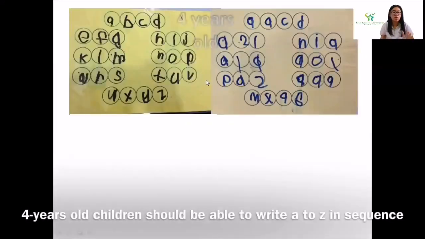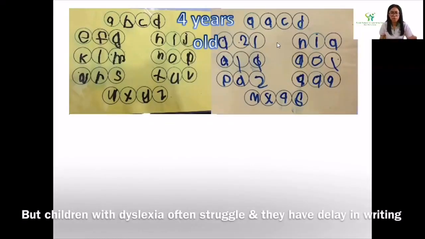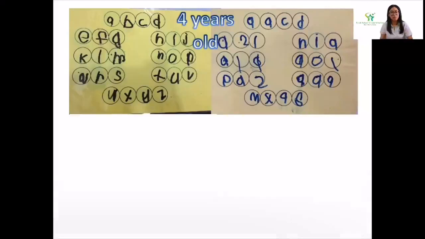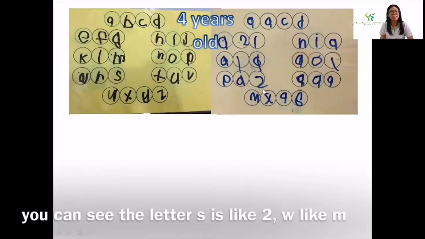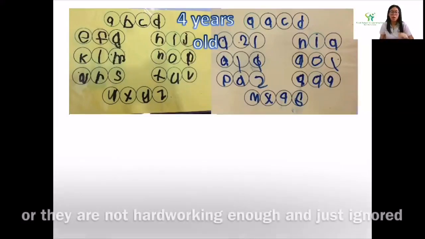For example, 4 years old children should be able to write A to Z in sequence. But children with dyslexia often struggle and they have the delay in writing because they just don't like to see words. If you ask them to copy, you can see the letter S is like number 2, the letter W looks like the letter M. Okay, if parents and teachers think that they make careless mistake or they are not hardworking enough, they just ignore.